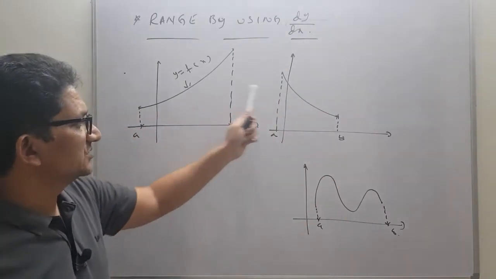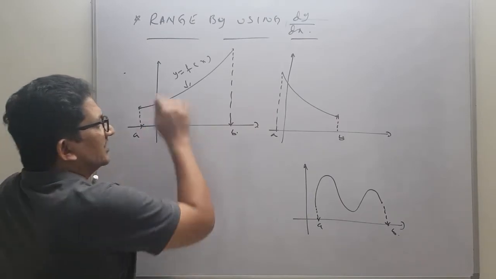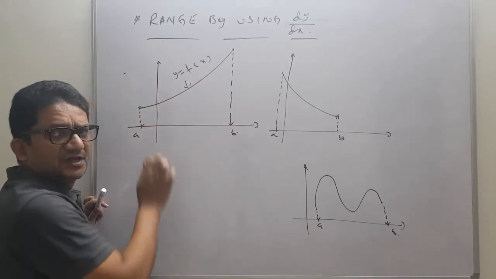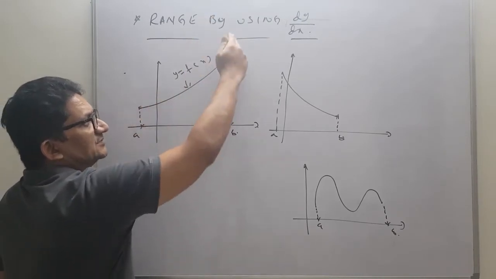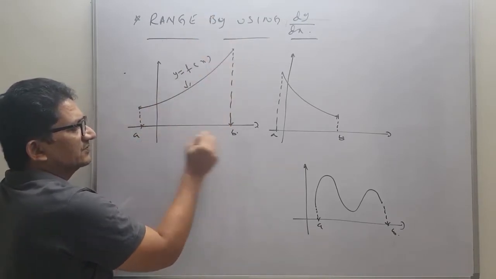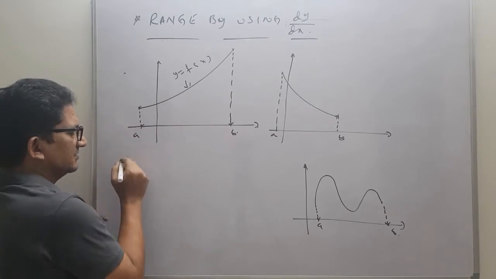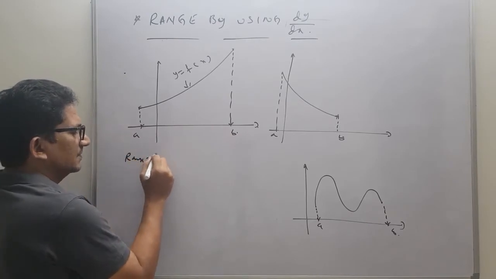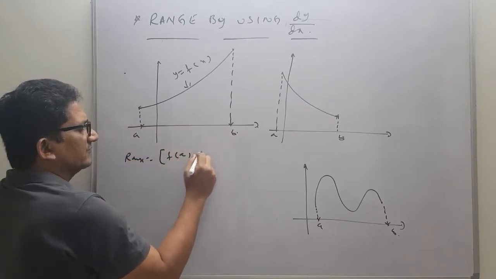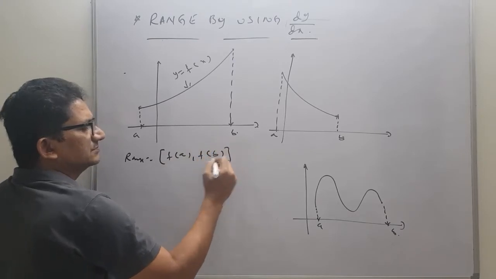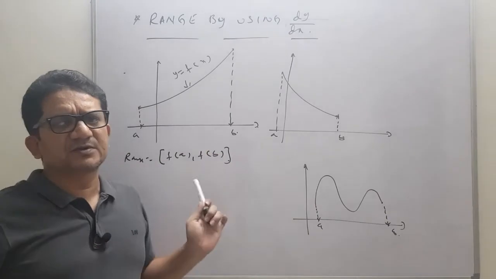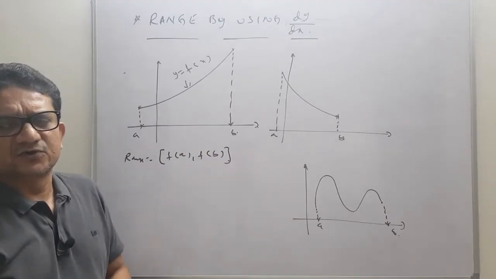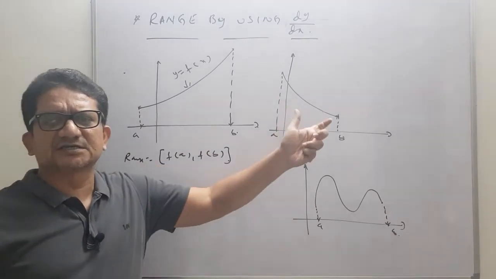So first, if any function is given, we will find its derivative. And if you identify that it is increasing, then in the interval between a and b, the range of the function you can take as f of a comma f of b. That's it. If it is minus infinity to infinity also, no problem, we can apply the same logic. The only thing is we need to identify the function as increasing.